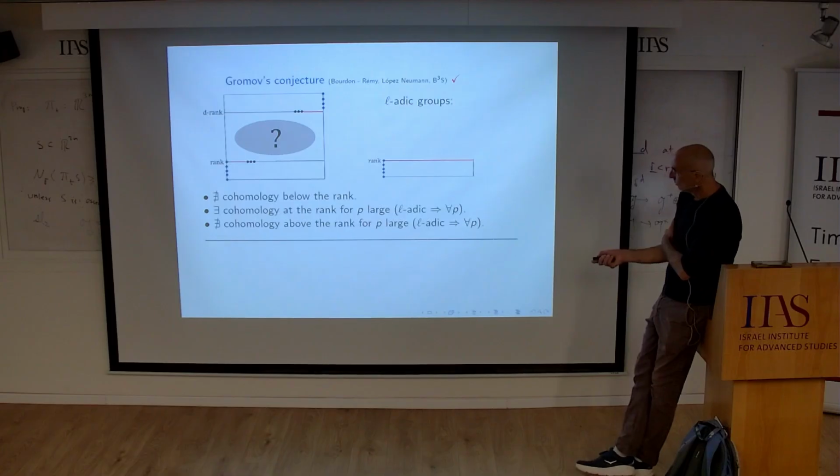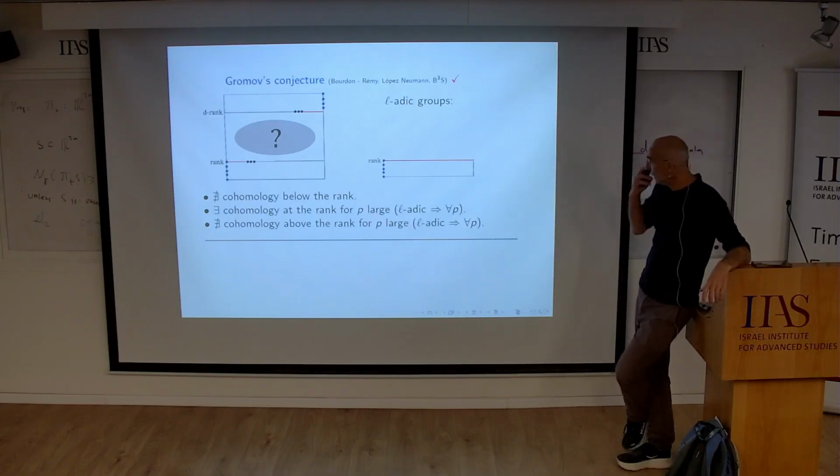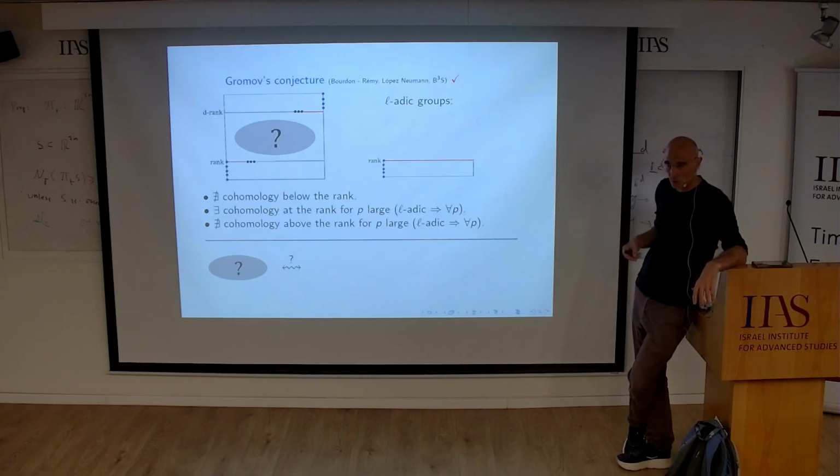And also that for P large enough in this domain over here, you will not see any cohomology above the rank. Again, Bourdon and Remy proved this. For the p-adic case, as I said, the cohomological dimension is the rank. You never see any cohomology above the rank. So now we do have the full proof of Gromov's conjecture, but we still have very little understanding of what's going on in the bulk of the degrees between the rank and the co-rank.